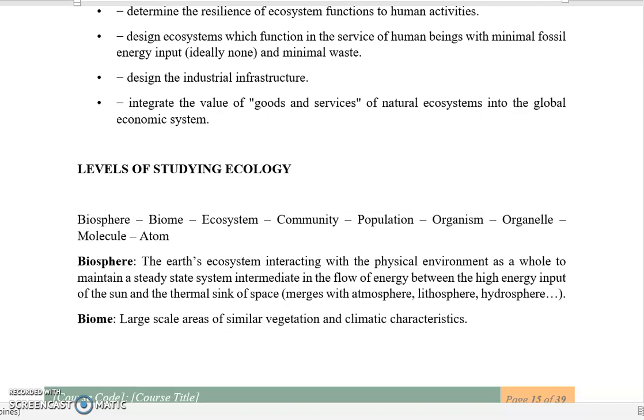bigger ecosystems on Earth. Examples of biomes: the forest biome, the ocean biome, the taiga, the boreal forest, and so on and so forth. Di ba? The tropical rainforest, the boreal forest.